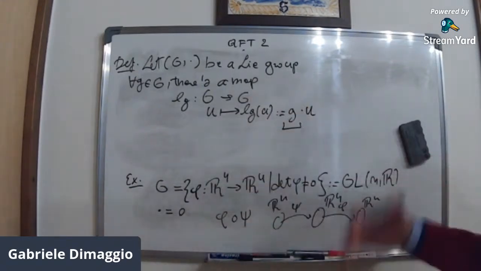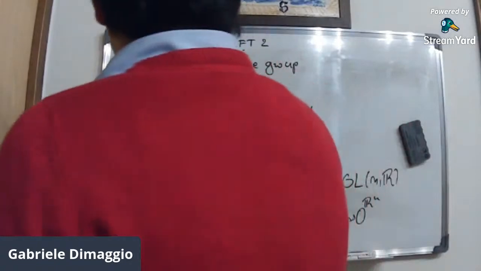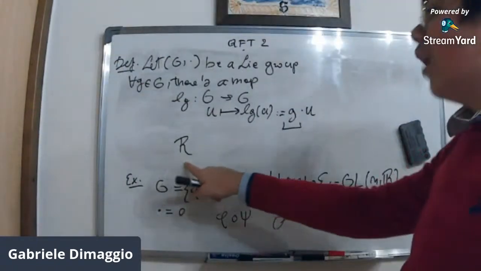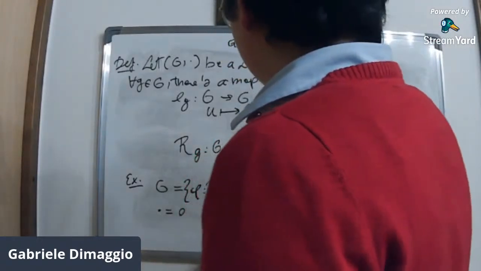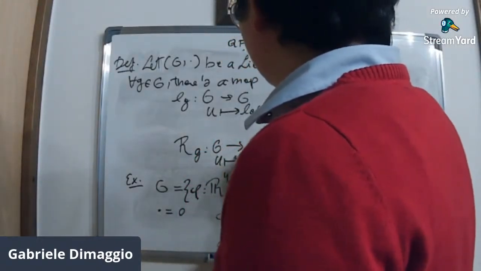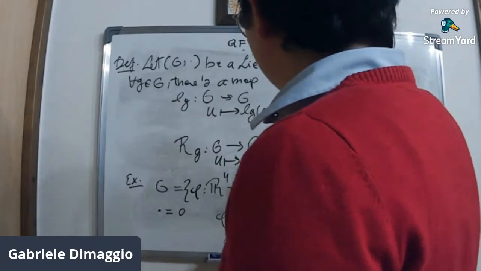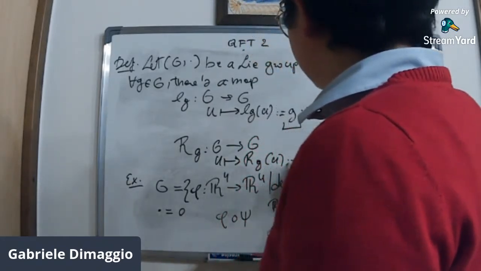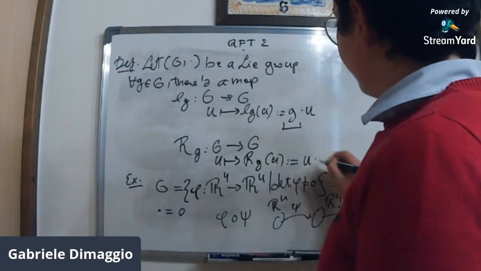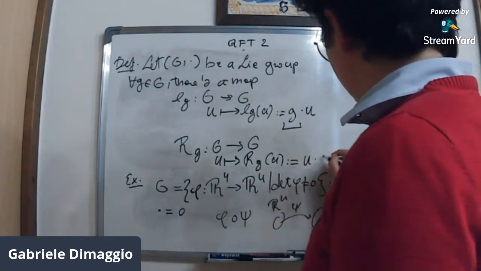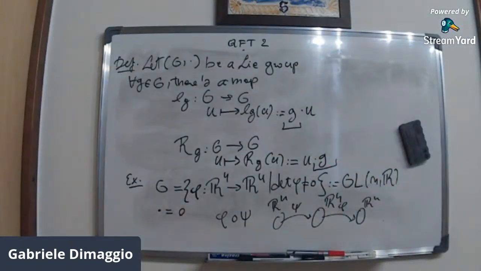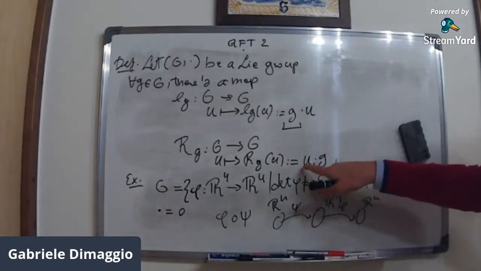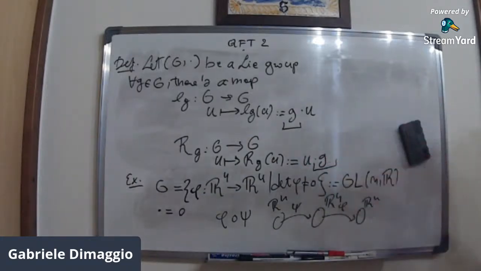There exists another map that is R_G, and this is the right side. So I have R_G from G to G, and I have an element U, and this is R_G of U, and is defined as U for G, so on the right side. Okay, perfect.